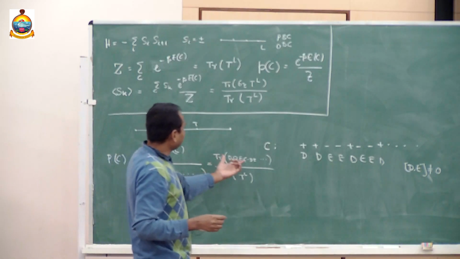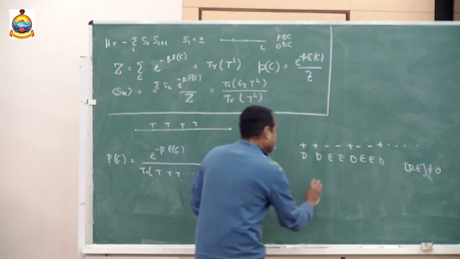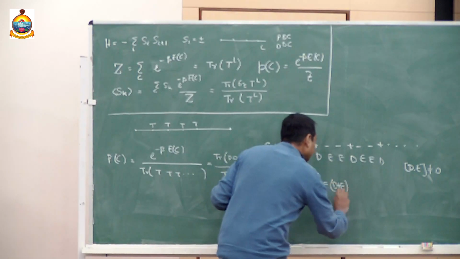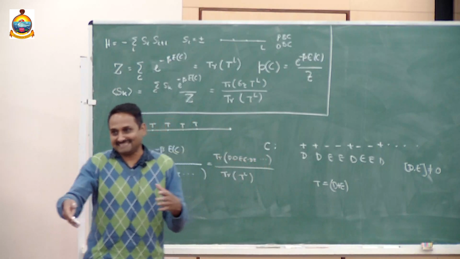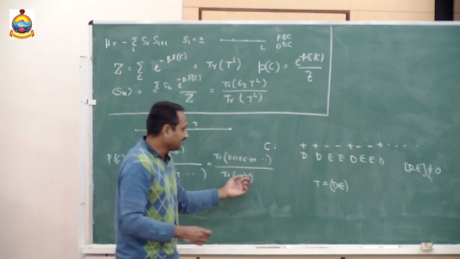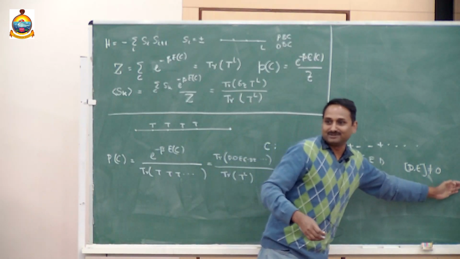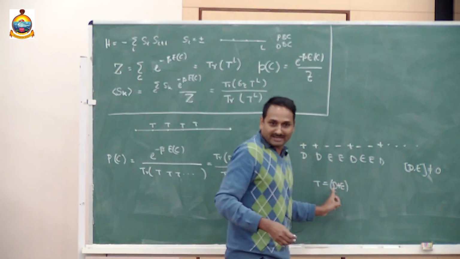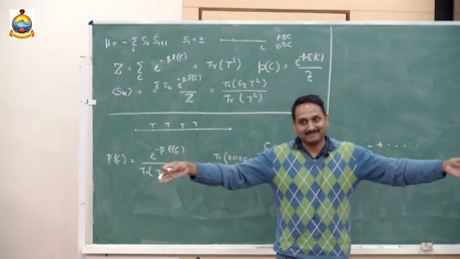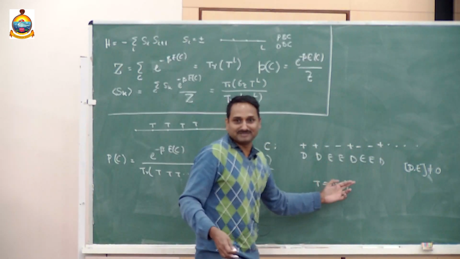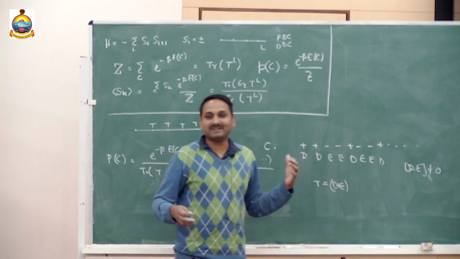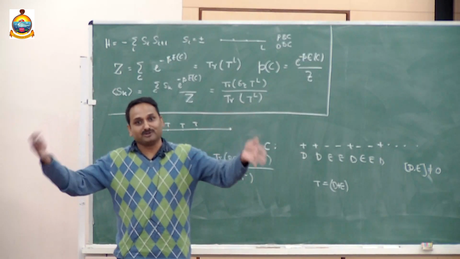So now the question is, are you getting all of them? Let us set T equal to D plus E, and check that it works. If T equals D plus E, then T to the power L is D plus E, D plus E, D plus E, L times, right? One of the terms is D, D, D, D, D, which means plus, plus, plus, plus, plus. So the sum of all of them is just the trace of T to the power L.